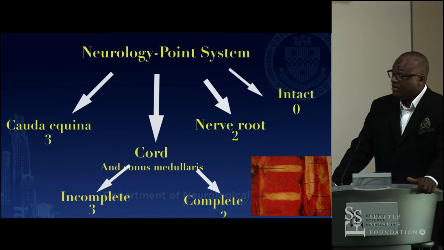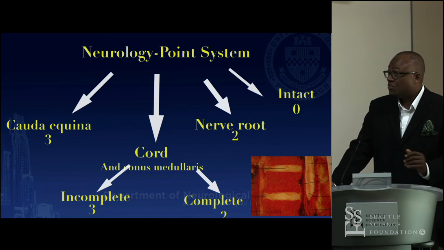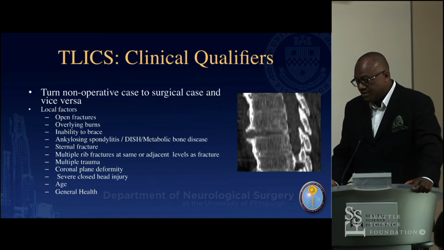And then you have the neurologic point system. So at the thoracolumbar junction, we're worried about cauda equina injury, we're worried about nerve root damage, we're worried about the cord itself, and we're less worried if they are intact. So you add up all these points and you have a scoring system. The most important thing to mention is the clinical qualifiers, okay? That makes or breaks a lot of these point systems.